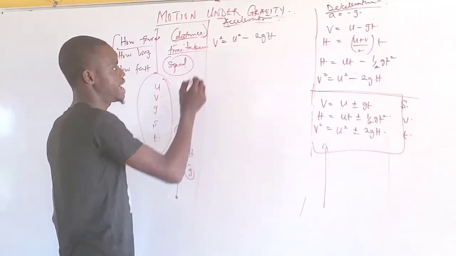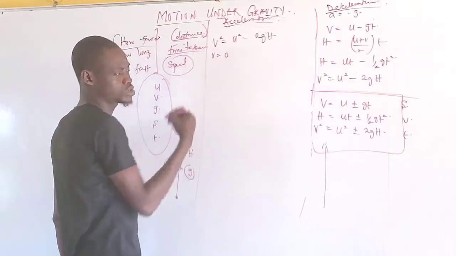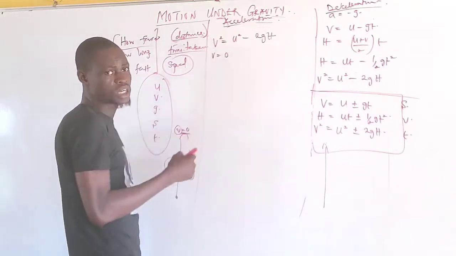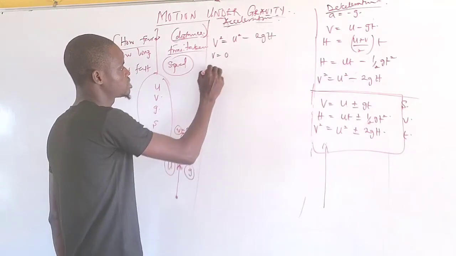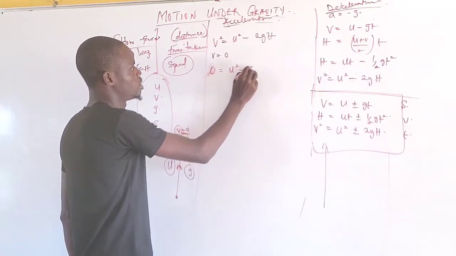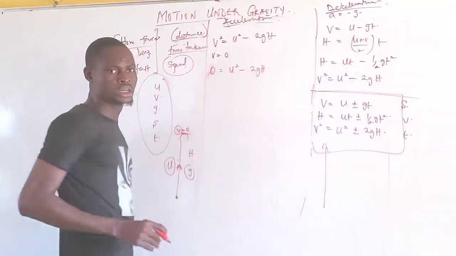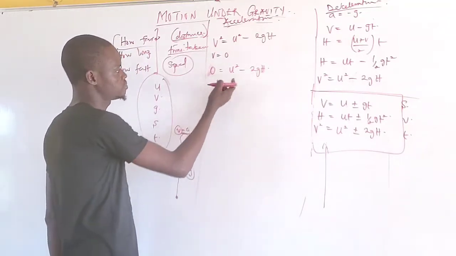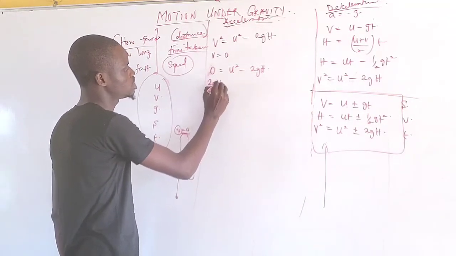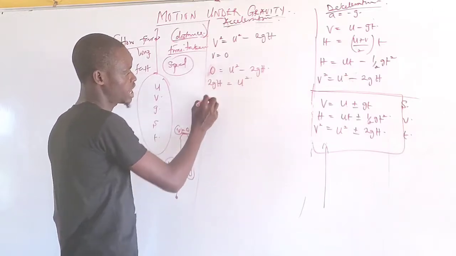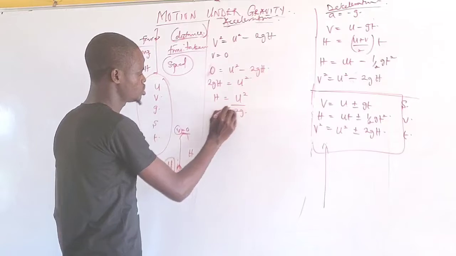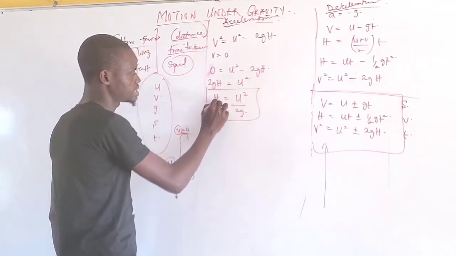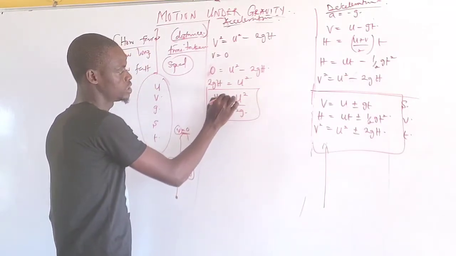Altogether, now from here, what is my v? I said at the maximum height v is equal to 0, while the body is projected with an initial velocity. Now, v squared, I'll be having 0 equals u squared minus 2gh. Bringing this here, I'll have 2gh equals u squared. Then my h will be equal to u squared all over 2g. This is the maximum height that the body will get to.